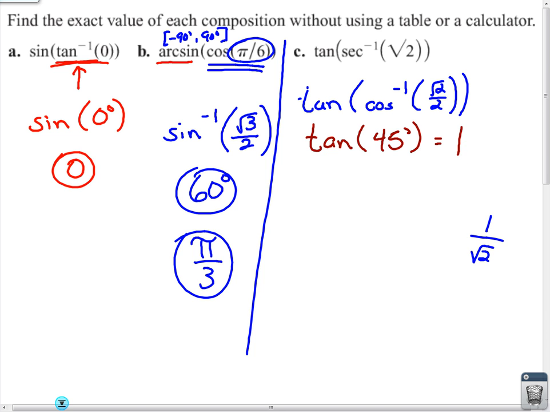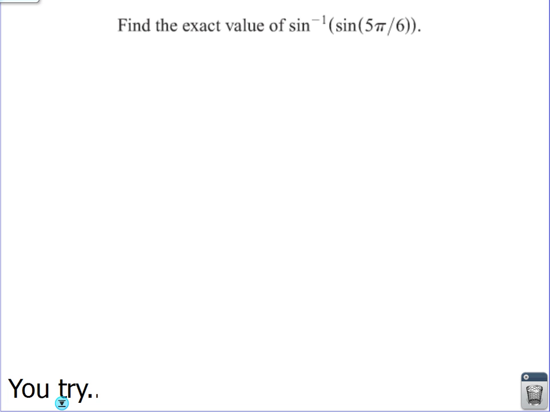Let's work a few more of those, because sometimes they flip-flop. Let's try this one. The inverse sine of the sine of 5 pi over 6. You would think, well, inverse sine and sine, aren't those inverses of each other? So you would think, oh, my answer is 5 pi over 6, right? You would think. It's not. Because normally, if you take x plus 3, and then you subtract 3 from it, you end up back at x. But not the case here.